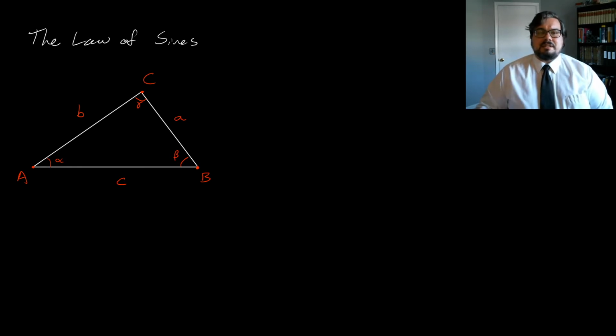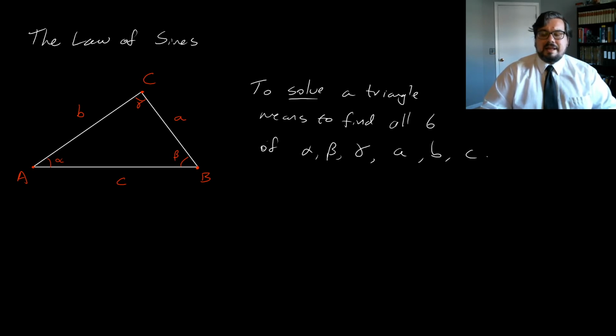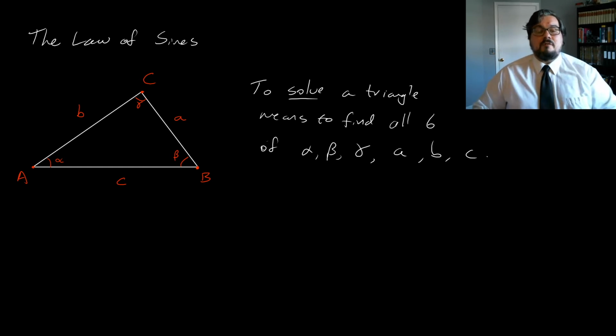We've already looked at this a little bit back when we first started talking about solving triangles, and in that case, we were looking at right triangles. And here, we'll use the same terminology to describe solving any triangle. So to solve a triangle means to find all six of alpha, beta, gamma, a, b, and c. That is, to find the measures of all of the angles and all of the side lengths in the triangle.